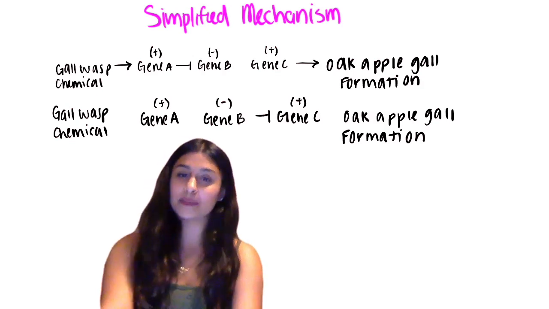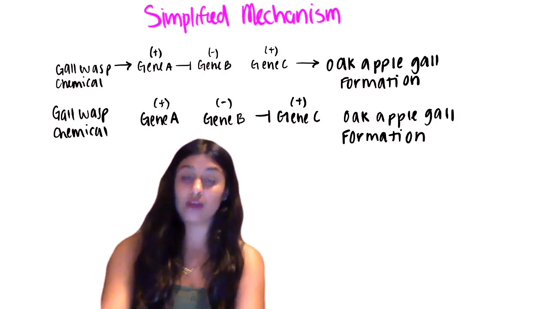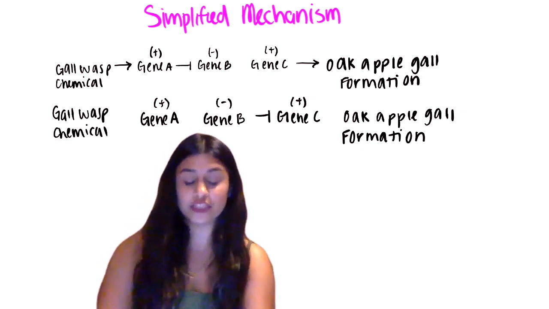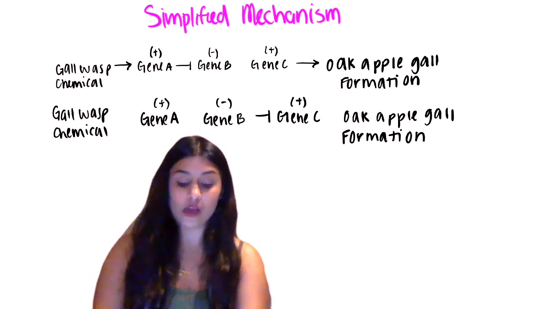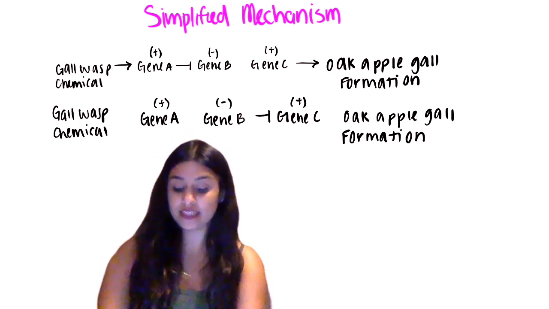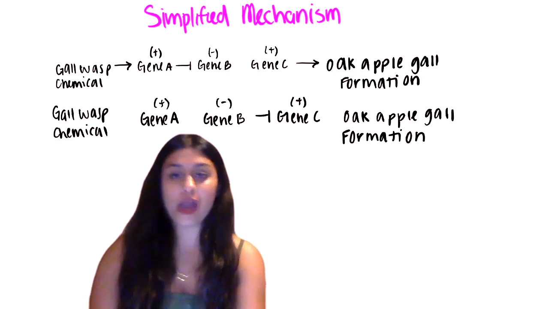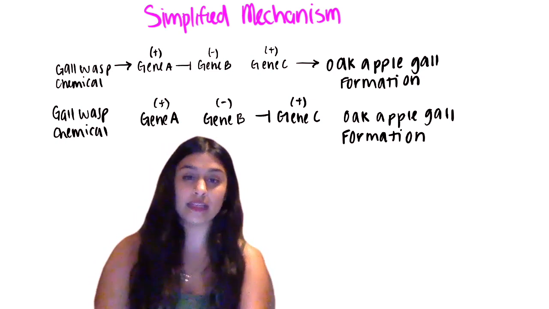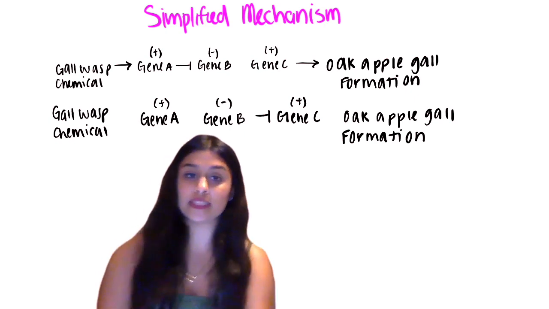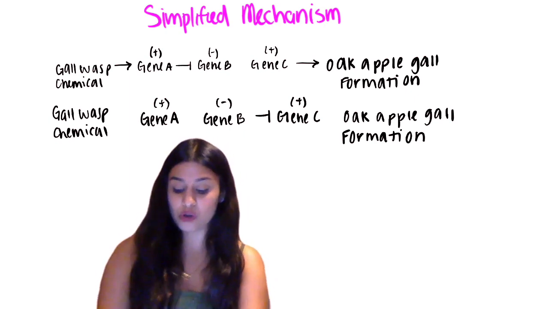Here we have the simplified mechanism of oak apple gall formation. This is induced by gall wasp chemical, which activates gene A, a positive regulator. When this A is activated, we can see it inhibiting gene B, and we see oak apple gall formation. However, in the opposite case, when gene A is not activated, gene B, a negative inhibitor, inhibits gene C, and therefore there is no oak apple gall.